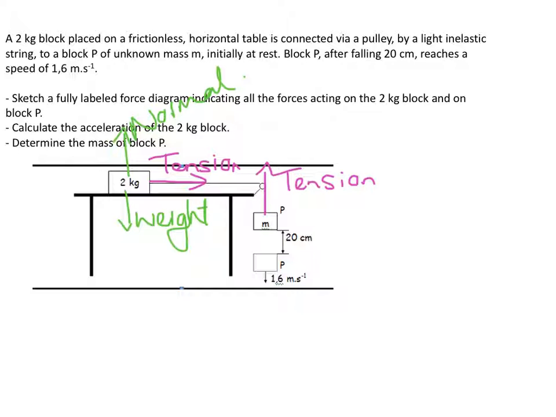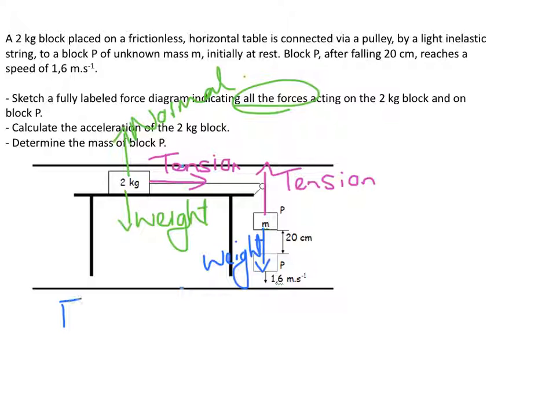So it's not, but if you have to do all the forces, you do need to put those 2 in as well. And that's tension, and don't forget that block P must have a weight. Don't forget, you can't just use abbreviations, you have to write the words out completely. Calculate the acceleration of the 2 kilogram block.